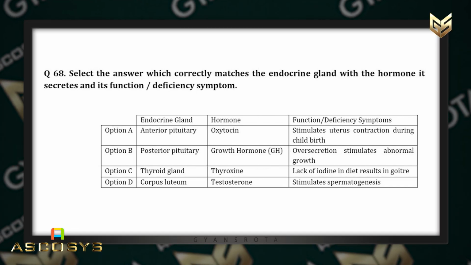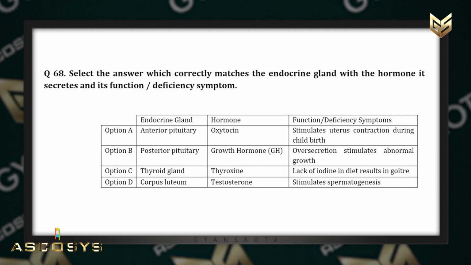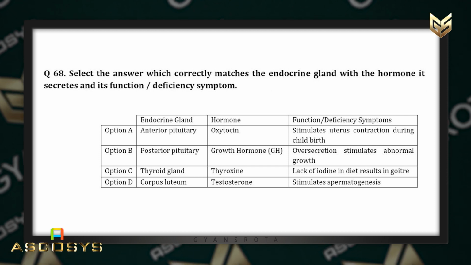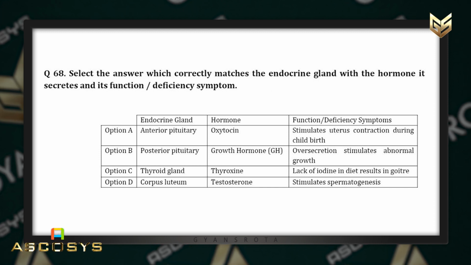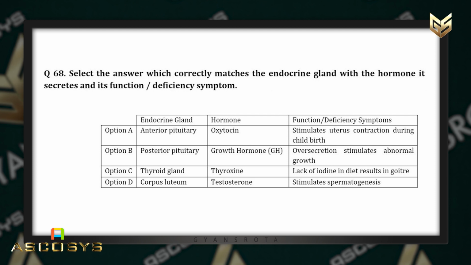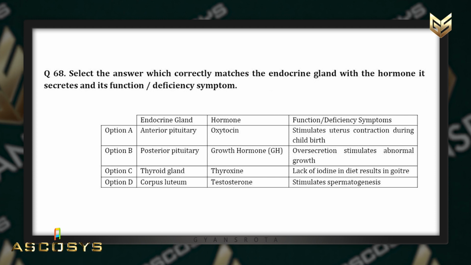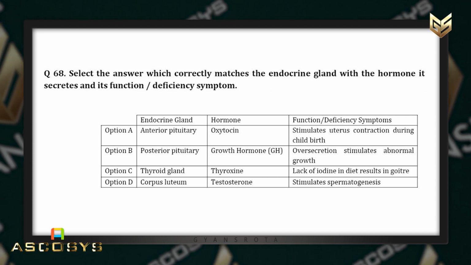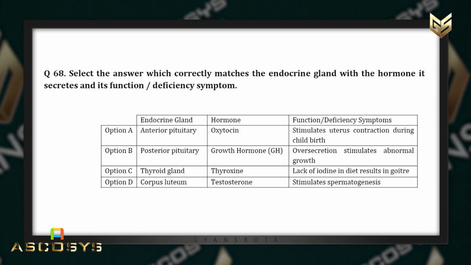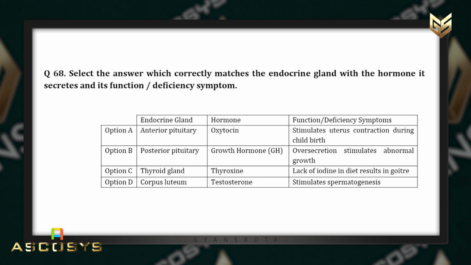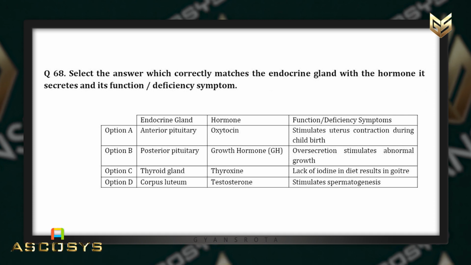In this question number 68, select the answer which correctly matches the endocrine gland with the hormone it secretes and its function or deficiency symptom. Option number A, the endocrine gland is the anterior pituitary and the hormone it secretes is oxytocin, and its function is it stimulates uterus contraction during childbirth. Next is option number B, posterior pituitary and the hormone it releases is the growth hormone, and its overproduction stimulates abnormal growth.